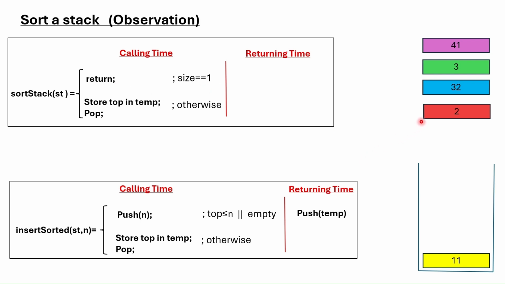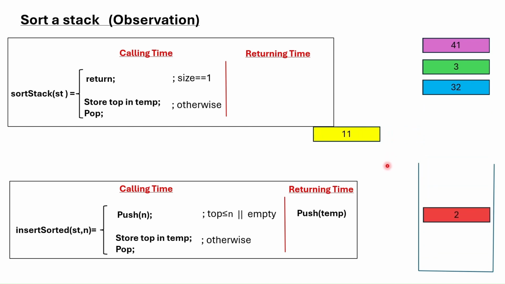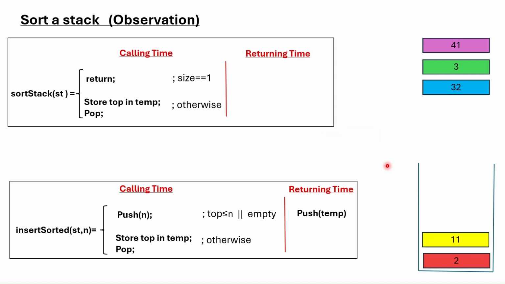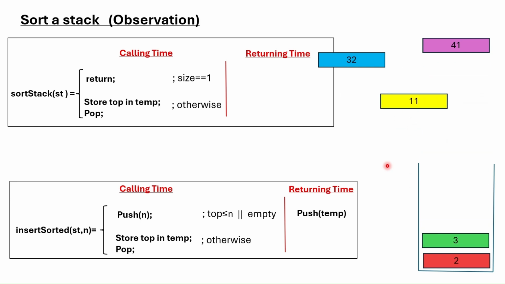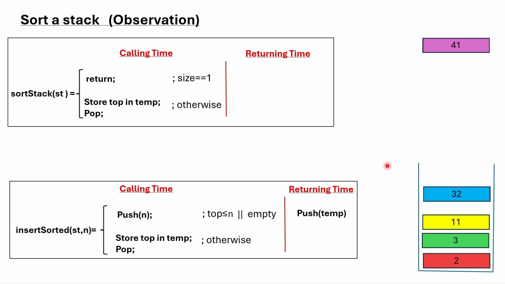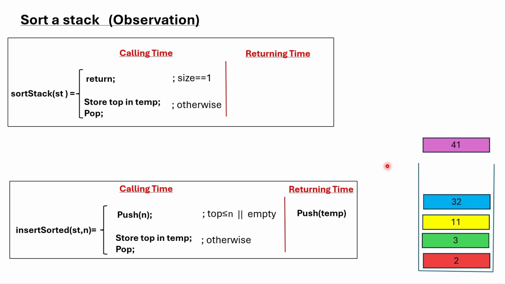So while returning, what were we doing? While returning, we were passing this 2 into our insert sorted function. So what does this function do? This function puts this 2 in its correct position. Let's see how it is done. Now 2 is placed in its correct position. Now 32 is placed in its correct position. Now 3 is being pushed in its correct position. Now 41 is placed in its correct position.